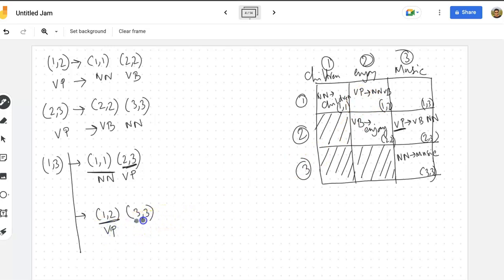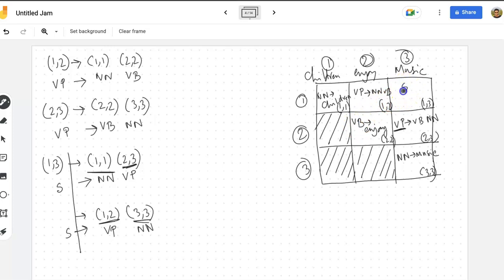And what is 3, 3? 3, 3 is NN. Now check in the grammar, is there any rule whose right-hand side is this NN VP or VP NN? You can find there is a rule, so S tends to this, S tends to this. So there are two possibilities.